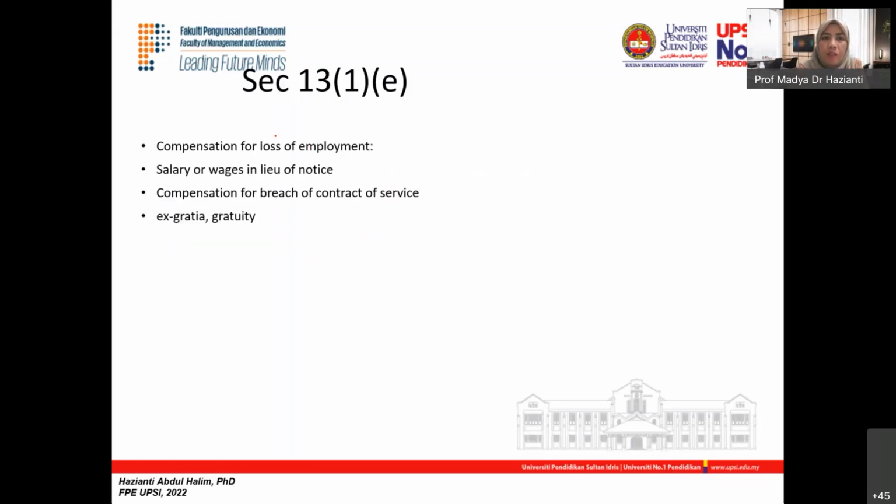31E, compensation for loss of employment. Okay, here in this case, when you lost your job or for some employee, they got retrenched. So that employer normally give them compensation for loss of employment in terms of salary or wages in lieu of notice. So dapat duit lah. So in this case, or it can also be compensation for breach of contract of service, they terminate. Or it can also be in terms of ex gratia or gratuity. This is under section 31E.